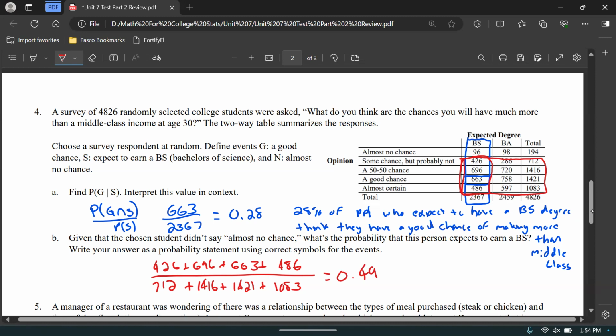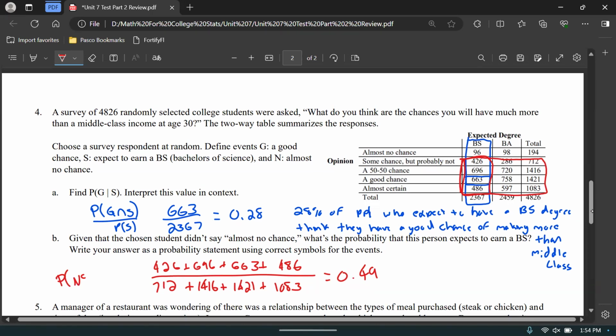All right. Yeah, as far as using the correct symbols go, it's probability. Not really. Almost no chance. So didn't say almost no chance would be N complement. Oh, it's given that. So given they didn't say that, given N complement, probability that they expected to earn a BS. So S. So this is the notation, given again what it said earlier about the notation up here.